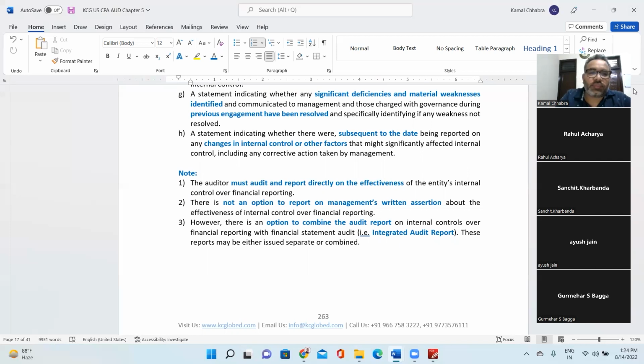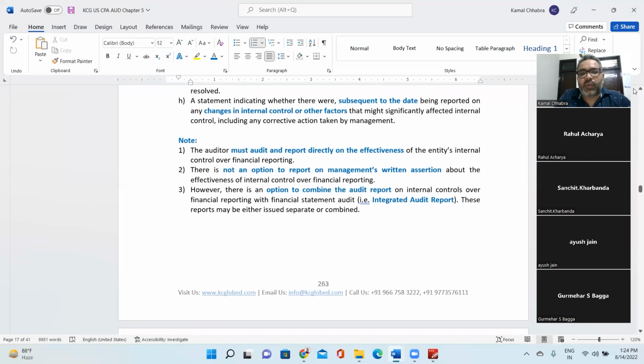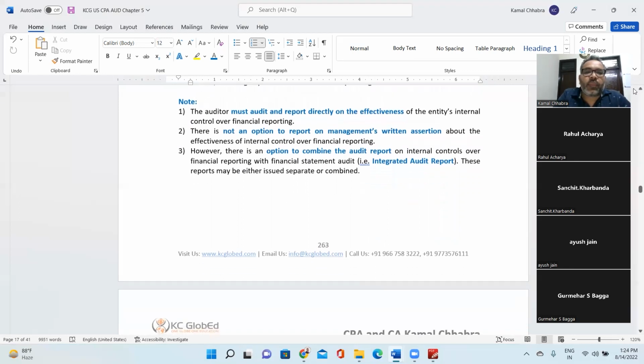Okay, last point: a statement indicating whether there was, subsequent to the date being reported on, any change in the internal control or other factor that may affect it, like a subsequent event. Note over here, the auditor must audit and report directly on the effectiveness of the entity's internal control over financial reporting. So here, the auditor needs to test independently. They should not rely just on representation.